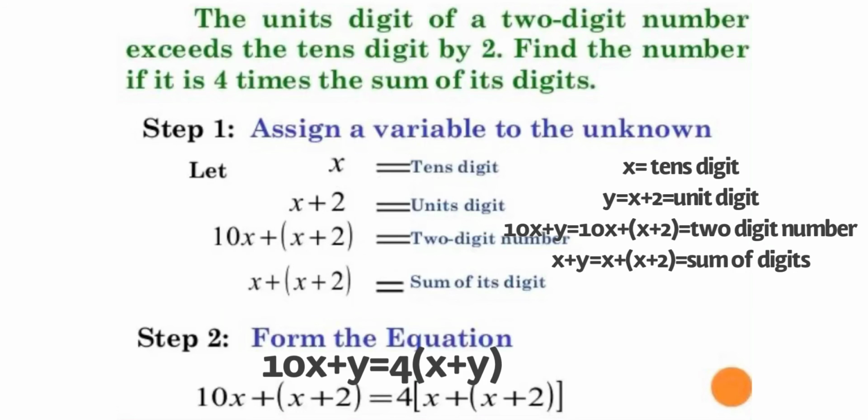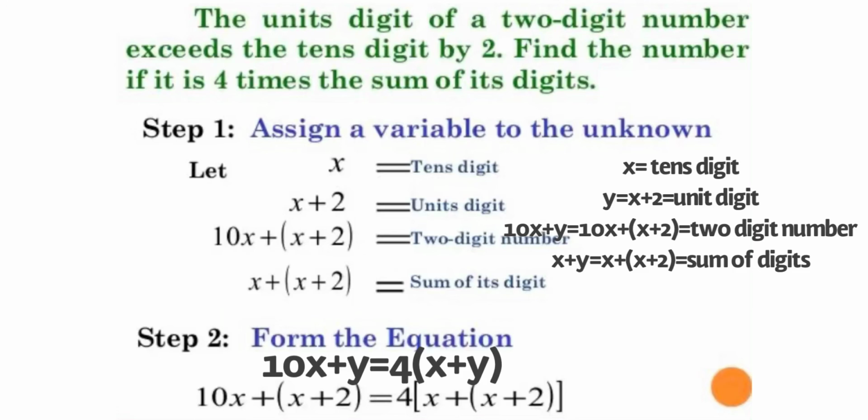Now our question is, the unit digit of a 2-digit number exceeds the tens digit by 2. Find the number if it is 4 times the sum of digits. So let x be the digit at the tens place and y be the digit at the units place. Now the unit digit exceeds the tens digit by 2. The tens digit is x. Exceeds means more. So the unit digit is equal to the tens digit plus 2, that is y is equal to x plus 2, which is our first equation.